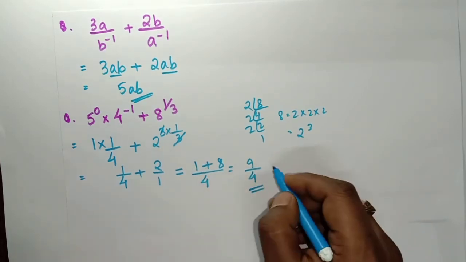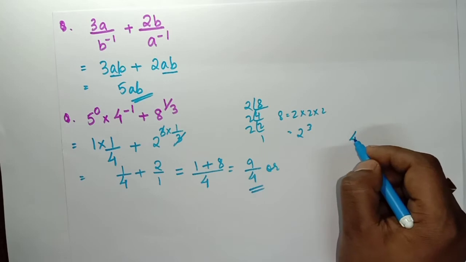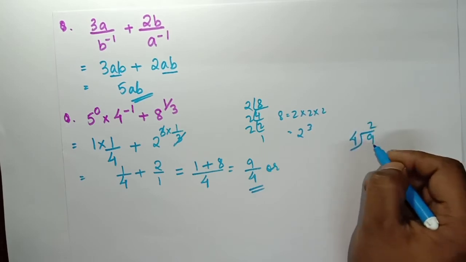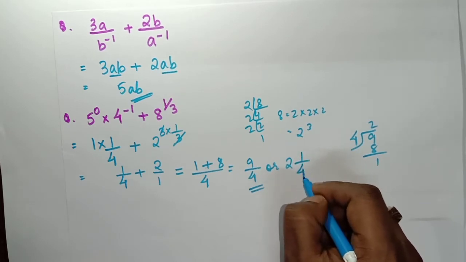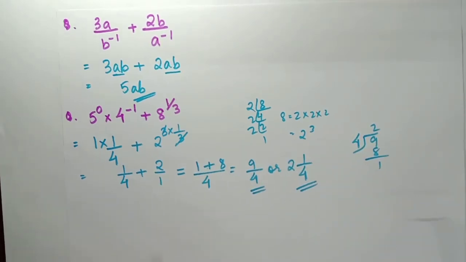Or you can write it in mixed fraction also. How do you write in mixed fraction? 4 2s are 8, so remainder. The quotient you will write, this is 2 1 upon 4. You can write this answer also.